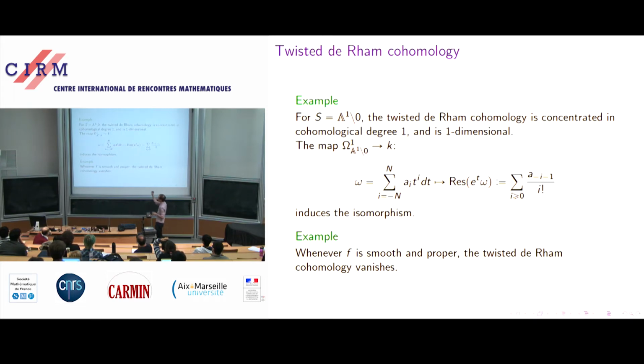OK, and finally, these two examples show the following feature. If f is both smooth and proper, then it's not hard to see that the twisted de Rham cohomology actually just completely vanishes. So that's one thing I mean when I say that it measures the singularities of the map f: it's a kind of obstruction to f being smooth and proper.